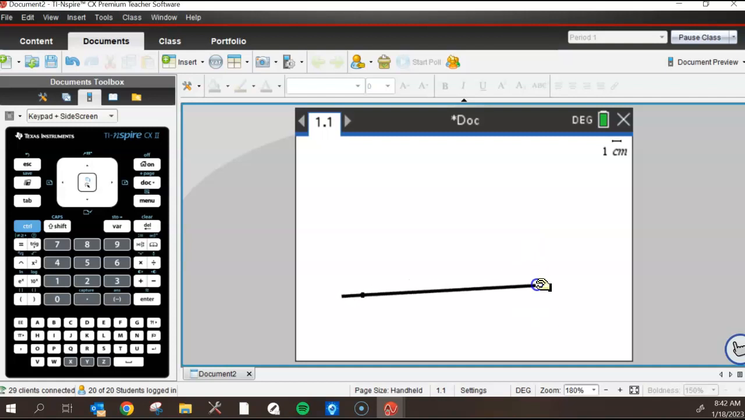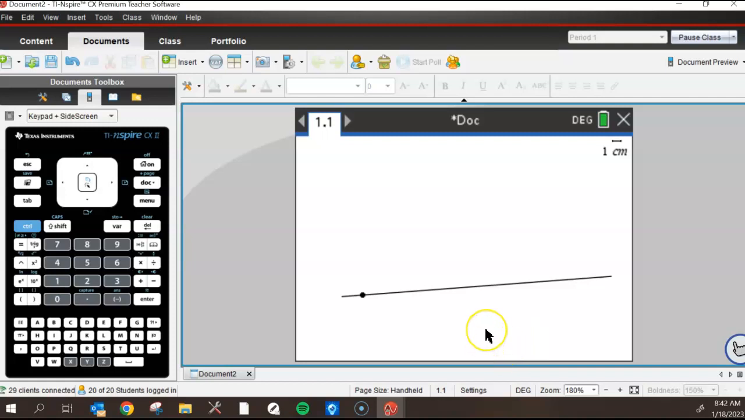I can also, as I've grabbed on this end, sometimes this is finicky, I can also pull it and extend it longer. Just to kind of show that even though the line stops here, it doesn't really end. I can just drag it out. So if I want a bigger visual of that line, I can drag that out.